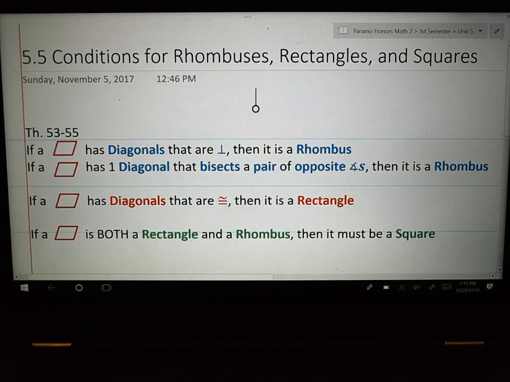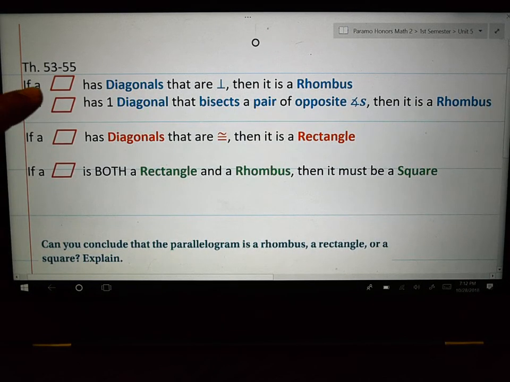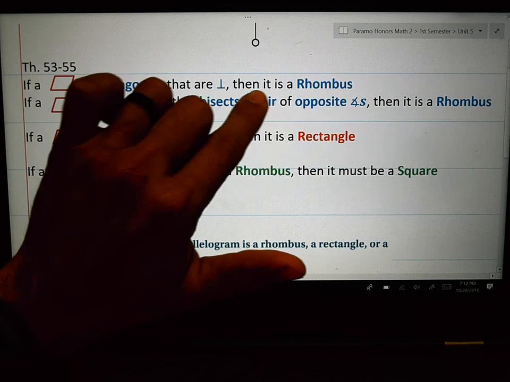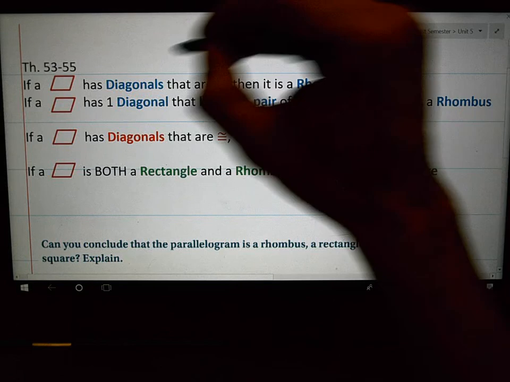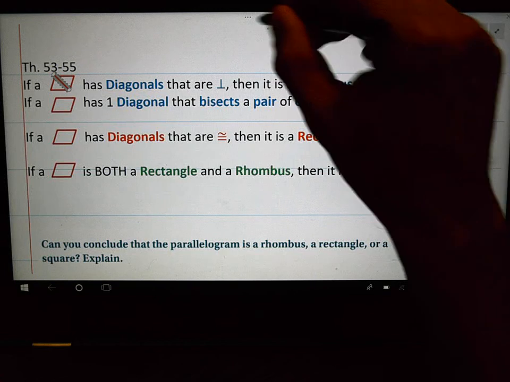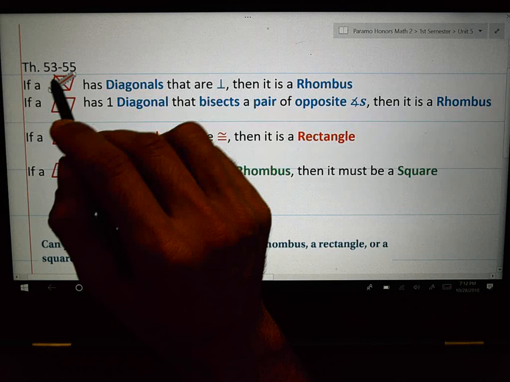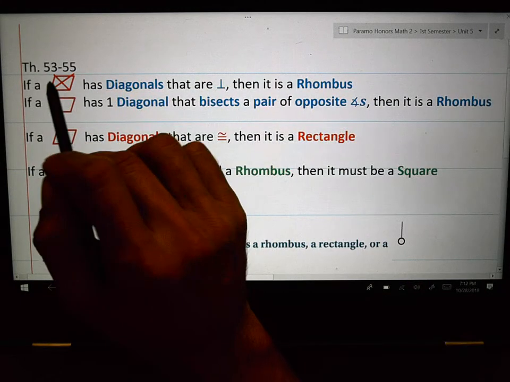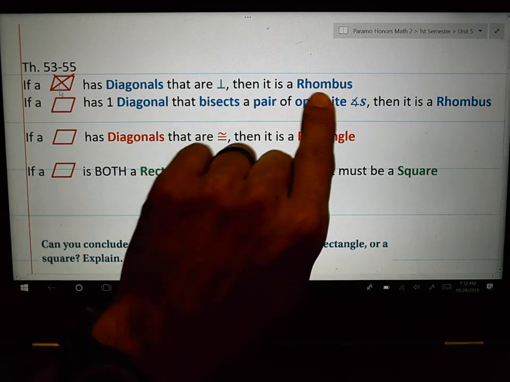Coming back to you for 5.5, I'm going to explain these 4 different things that you wrote down, and then we will do a couple of examples. So here we go. First and foremost, if a parallelogram has diagonals that are perpendicular, then it must be a rhombus. If I think about that, and I have a diagonal here, and I have another diagonal there, and these 2 diagonals were a perfect right angle. They have to be a perfect right angle.